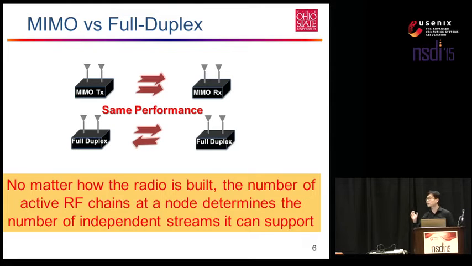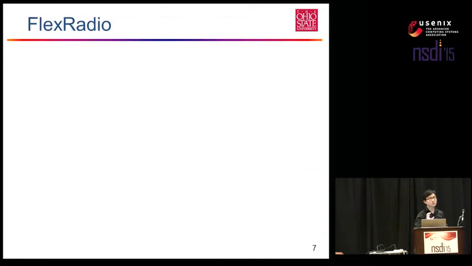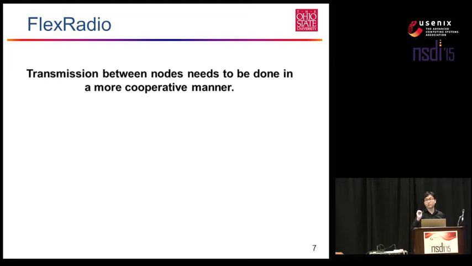These 2 give you the same performance gain. But when it goes to more complicated cases, the story changes. And if we want to see the real improvement of the network from full-duplex transmission, the radio needs to work in a cooperative manner.